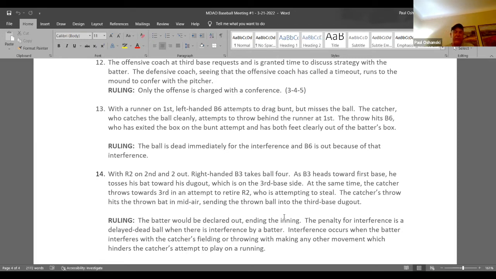Okay, so here's another fun one. So the ball's dead immediately, and the batter is out because of the interference. So in this case, he clearly interfered. The catcher was trying to make a play, and he couldn't figure out a way to get around him, and he ran into the ball. So it is what it is. Any questions on 13? It's a fun one.